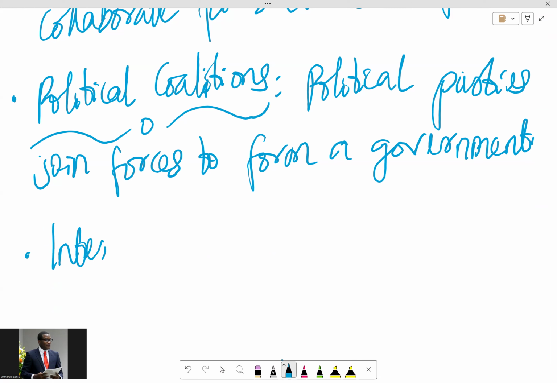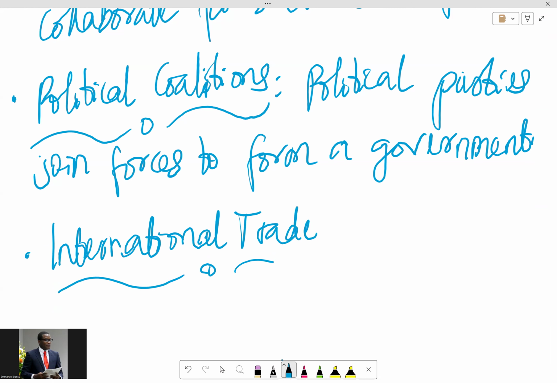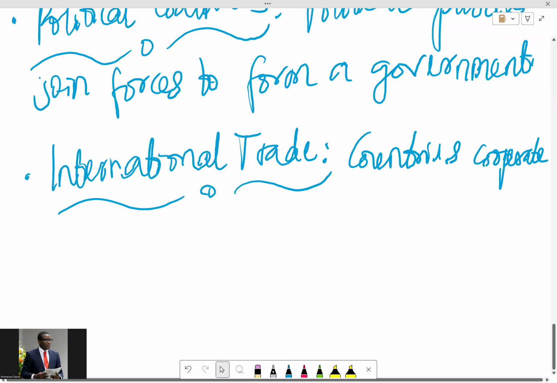Then you also have international trade. These days we have many organizations. BRICS is coming up. Then you also have, is it G7? You have all these kinds of countries, OECD and all of those. So countries cooperate on trade and environmental policies.